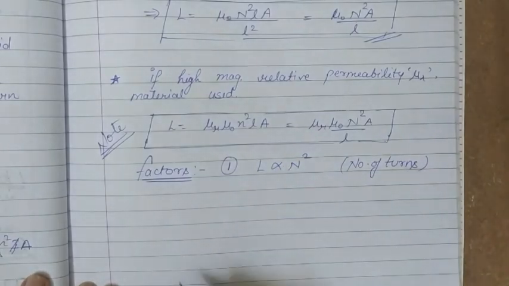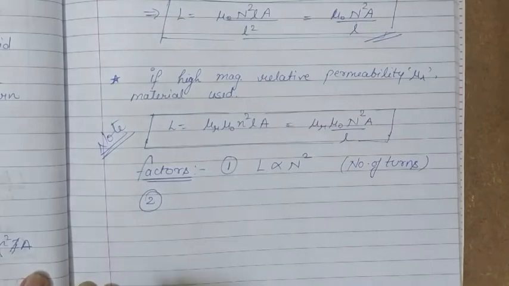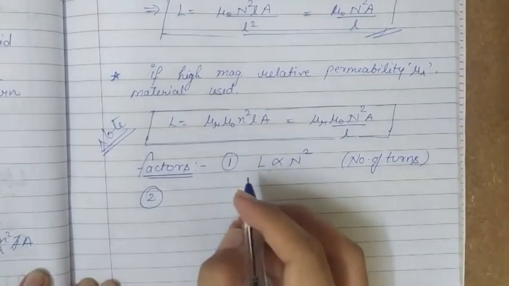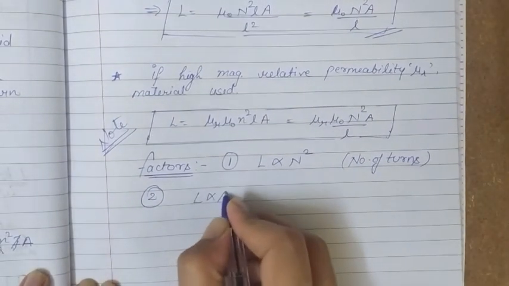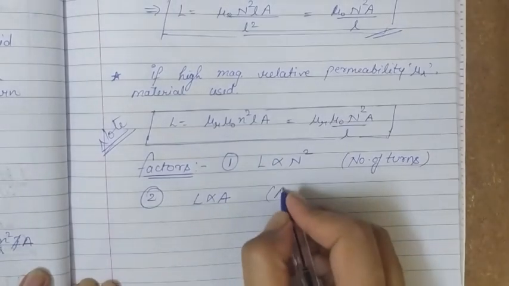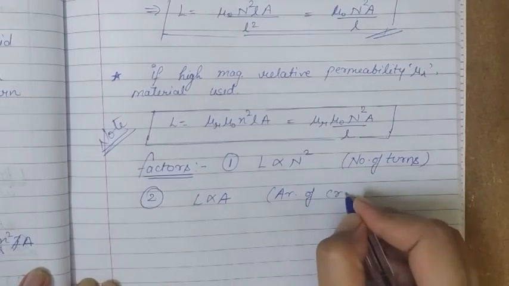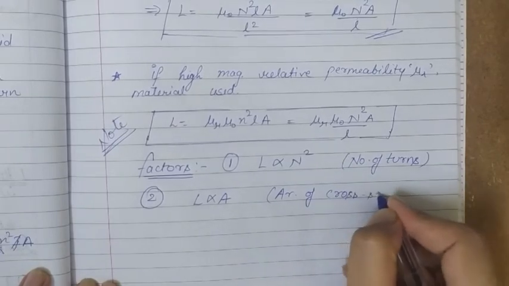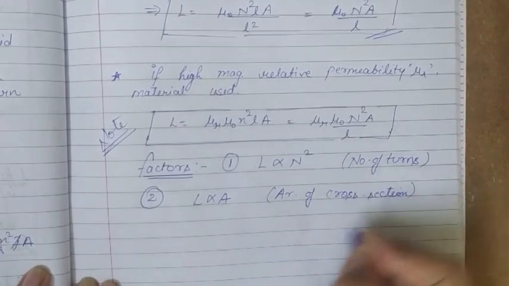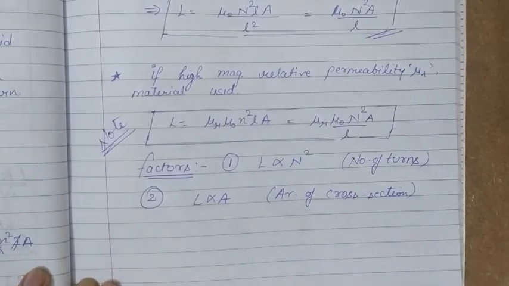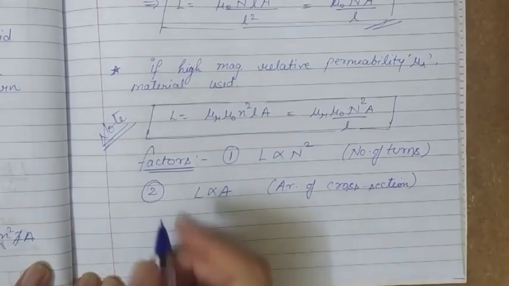L depends on the number of turns and it is directly proportional to the square of capital N. Second factor on which this value depends is area of cross section, and it is also directly proportional. So self inductance depends on area of cross section directly. If a coil has larger area of cross section, there will be large self inductance for that coil. This is the second factor.